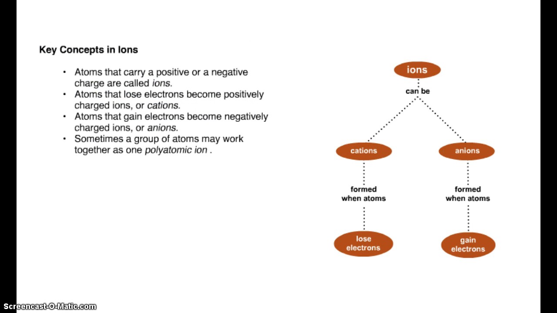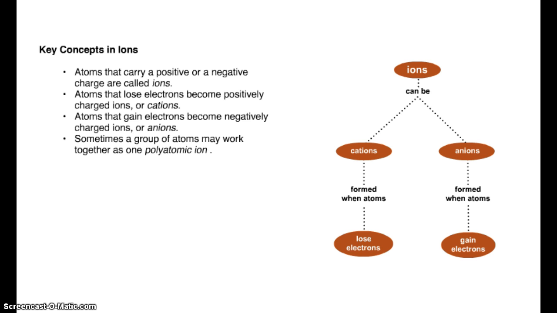And let's review. Key concepts in ions. Atoms that carry a positive or negative charge are called ions. Atoms that lose electrons become positively charged ions or cations. Atoms that gain electrons, so now I have more negative electrons than I have positive protons, are negatively charged ions called anions, a negative ion.